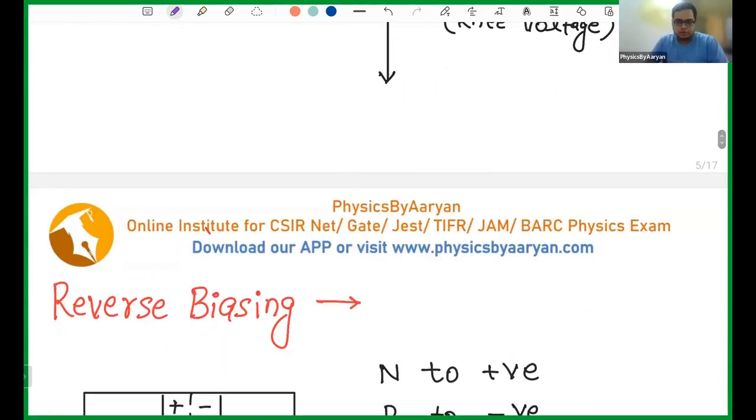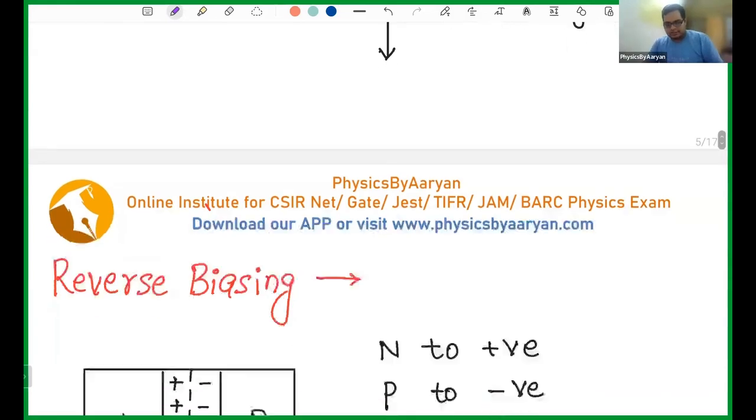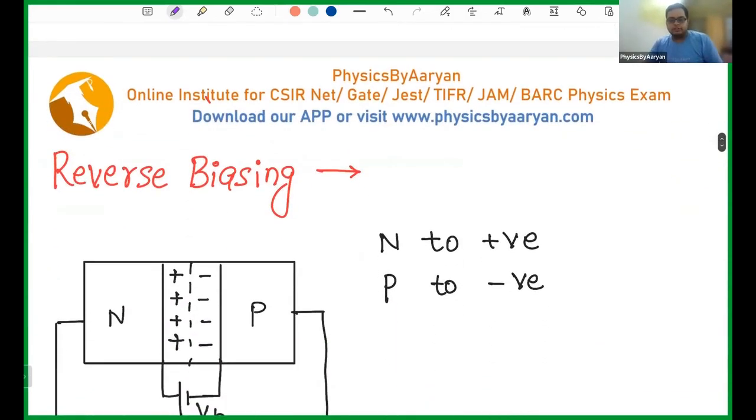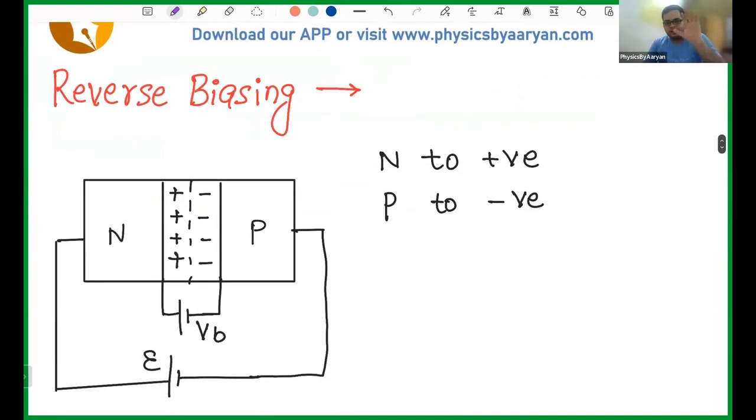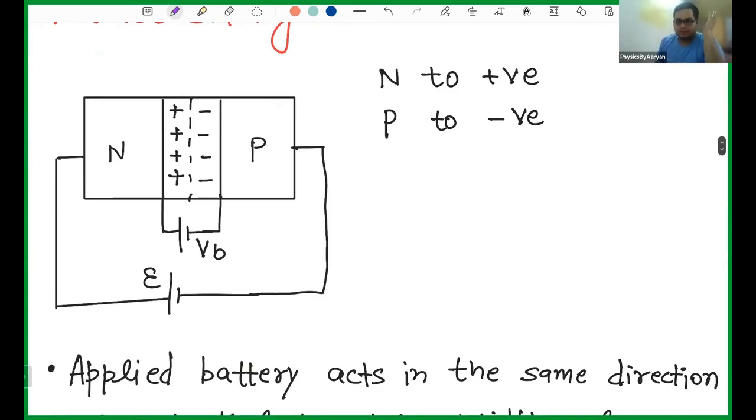Fine. Okay. Let's come to the reverse biasing. And what does reverse biasing have to say? Reverse biasing rule is very simple. Connect N to positive and P to negative. So now we are actually helping the potential. So what is happening? We have the electrons. If electrons try to go from here to here, the potential barrier repels them.